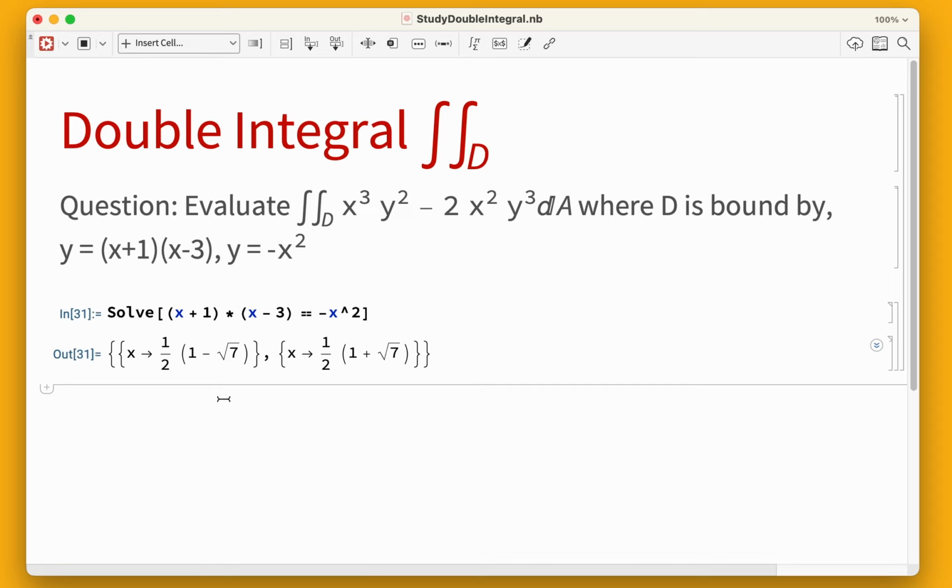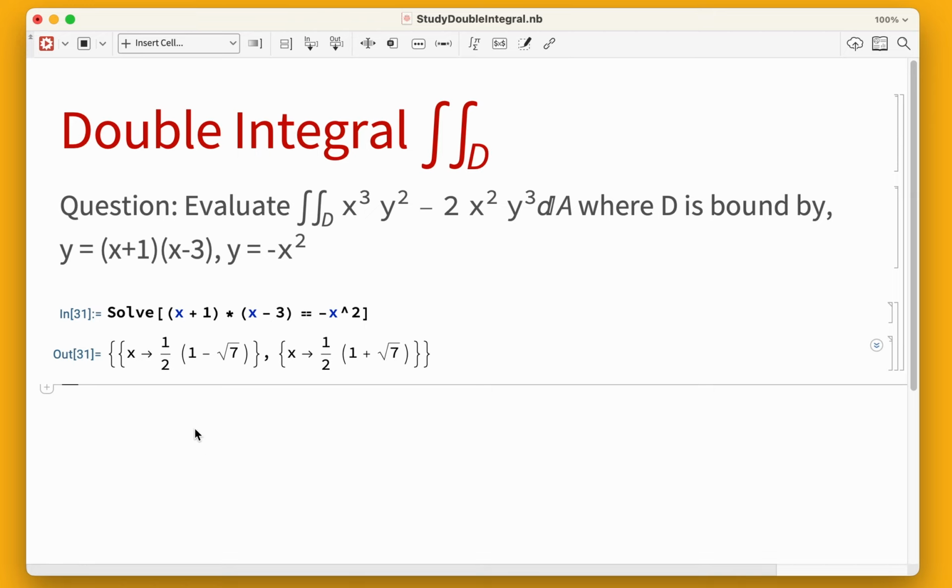Yeah, as you can see, we got our roots. The lower limit of x seems to be (1 minus root 7) by 2, and the upper limit will be (1 plus root 7) by 2. That's fine. And if we put these values in one of these equations, then we'll get the y limits as well. We don't need that actually right now, at least.